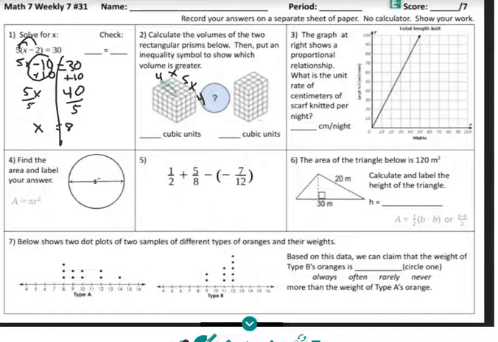So this is pretty straightforward. We have 4 times 5, which is 20. And then we have 20 times 4, and that would give me 80.